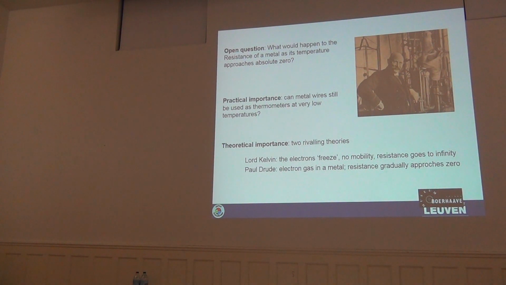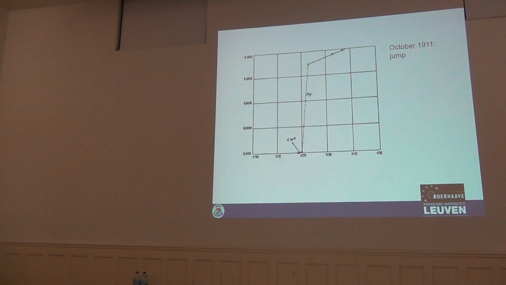The first one was formulated by Lord Kelvin. He suggested that since at those temperatures it will be extremely cold for electrons as well, these electrons would prefer to freeze, and no mobility of these frozen electrons is possible, and therefore resistance should go up to infinity. On the other hand, Paul Drude argued that in this electron gas in a metal, you have collisions, and these collisions gradually will be frozen out, and therefore resistance should gradually approach zero. So two scenarios: one, resistance shoots up to the sky; another one, resistance gradually, asymptotically, is approaching zero. And then real measurements, as I told you, discovery was made by accident.